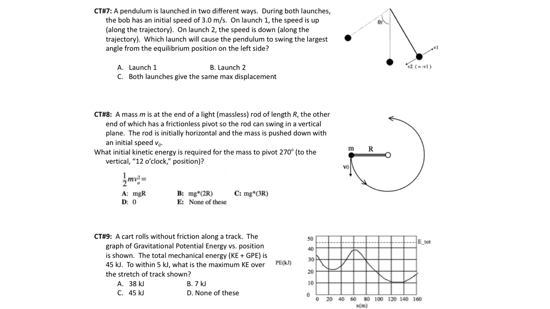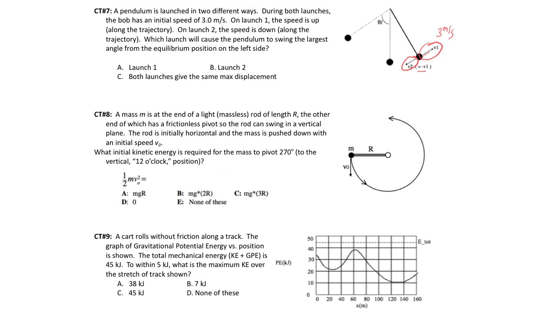So you can see that in the image over here, right? This is my initial point. V1, that's launch 1, is being launched upwards, tangent to the motion or perpendicular to the string there. So it's being launched up with 3 meters per second. And in the second launch, it has exactly the same speed, right? Noticing that it's equal to negative V1, 3 meters per second, down in the opposite direction.